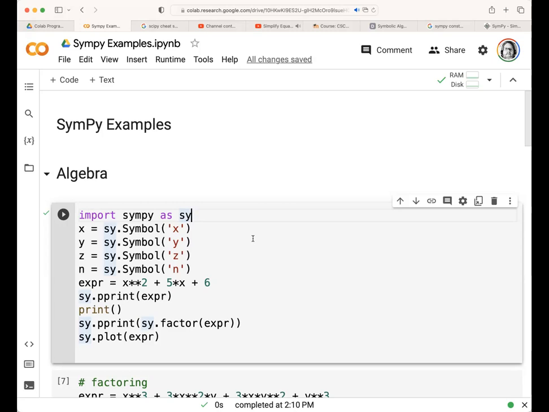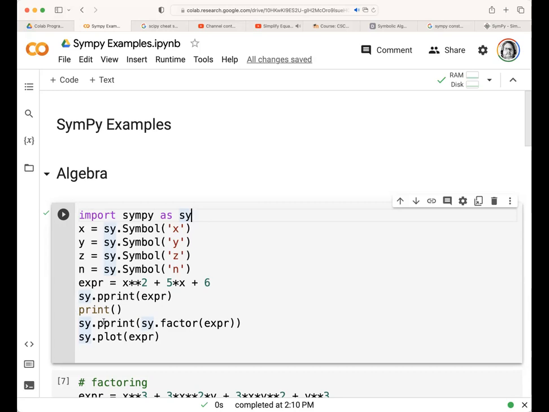Okay, so when we create that, it's not going to be a Python variable. It's going to be a mathematical variable. It's an abstract concept. I can then create an expression here. This is Python code. I'm saying x squared plus 5x plus 6. I can then use the pretty print, pprint, part of SymPy to print that out.